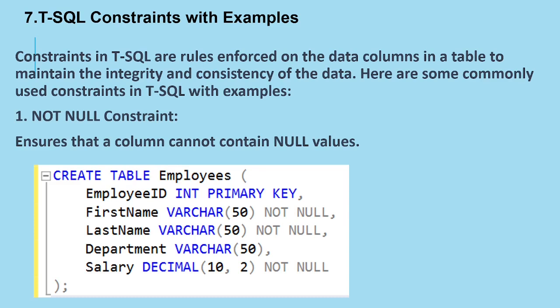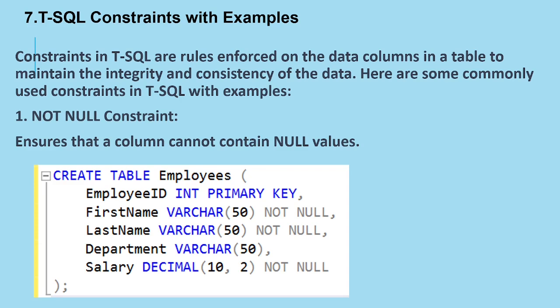So today we are going to discuss T-SQL constraints with examples. We have different types of constraints, and we will use them in tables. Let's see them one by one. The constraints in T-SQL are rules enforced on the data columns in a table to maintain the integrity and consistency of the data. Here are some commonly used constraints in T-SQL with examples.